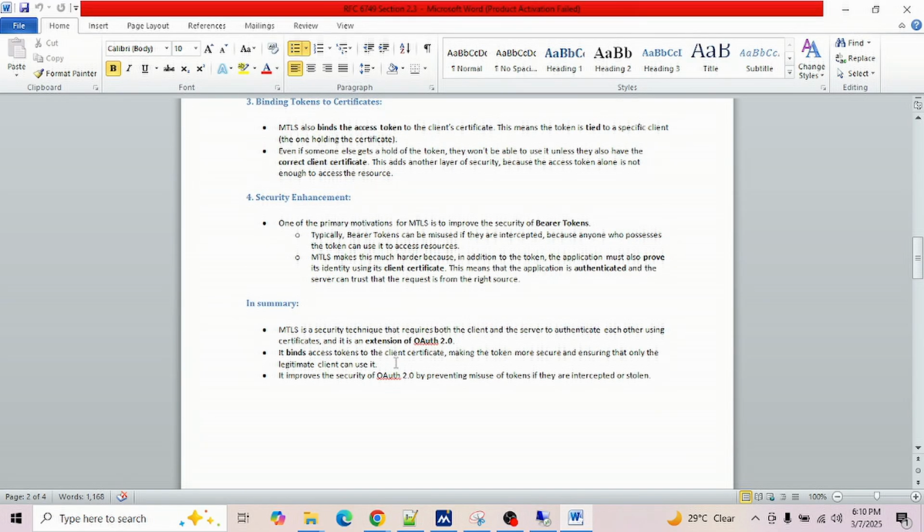And for mutual TLS also, the binding of the token to the client certificate is very important here. So it becomes harder to use the token if it is intercepted or hijacked. So these two are just adding an additional layer of security.